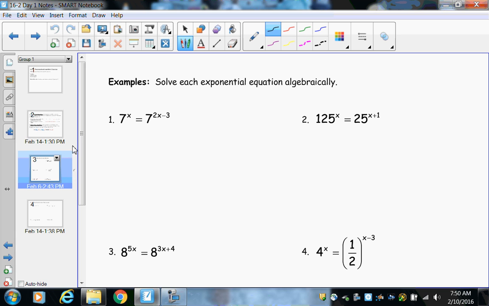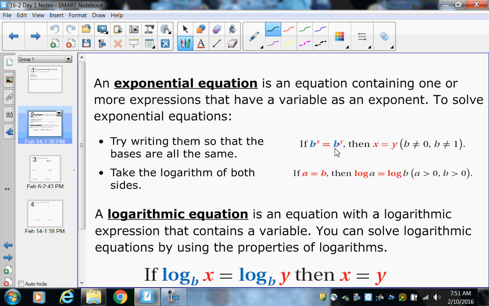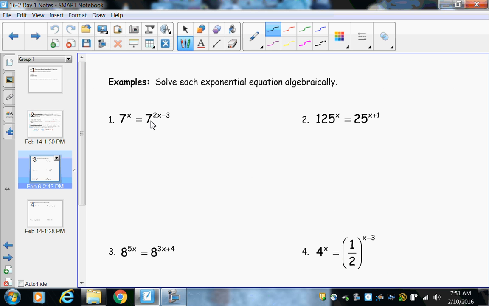So what does all this mean? Let's look at some examples. So on example 1, we have 7 to the x equals 7 to the 2x minus 3. So if we remember on the exponential vocab, if we go back one right here, it says if they have the same base, then I can just set the exponents equal to one another. So if we look at example 1, 7 and 7 are the same, so I really just have the exponents that I have to work with in order to solve for x. So then the opposite of adding 2x would be subtracting, and then divide by -1, and we get that x equals 3.